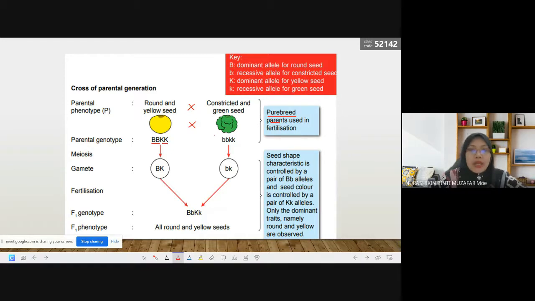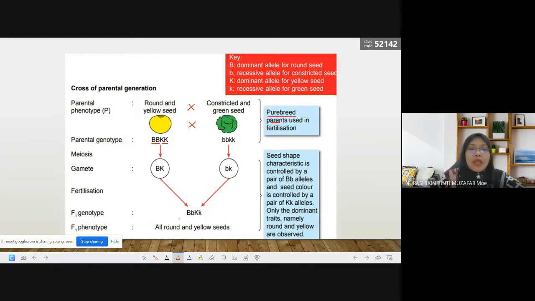Then from the parent genotype, we take out the meiosis. Draw an arrow, arrow, arrow. Take out the gametes in circles: big B, big K, and small b, small k. Then you fertilize it. Write fertilization, with an arrow. Then the F1 genotype. So after the parent must come the F1 genotype.